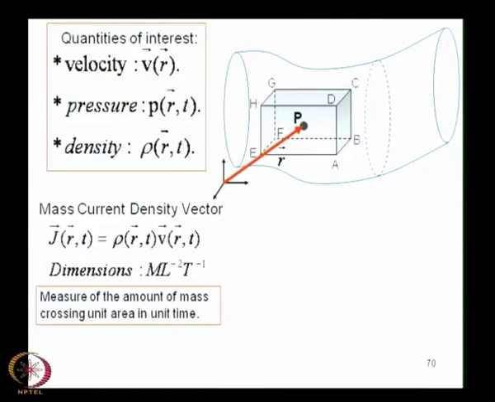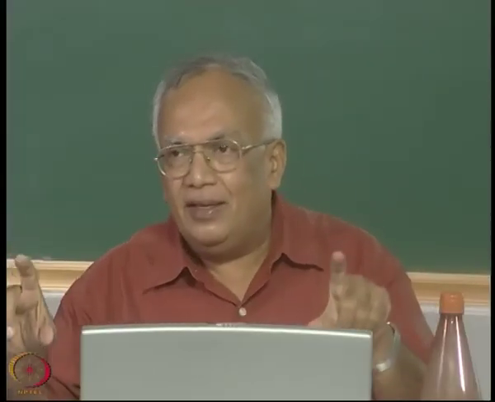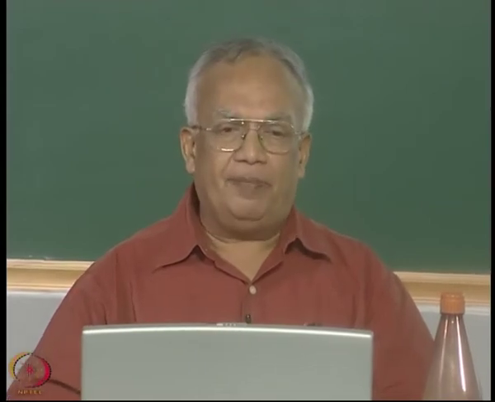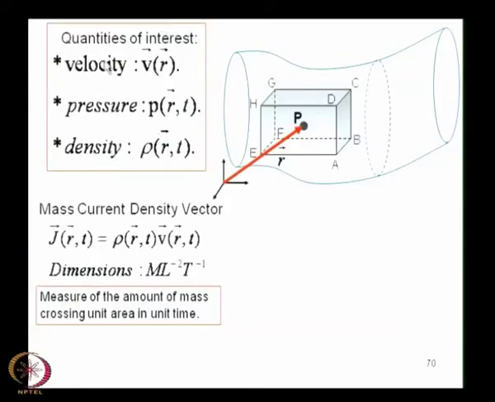So, now let us look at a point P, which is situated in the field through which a fluid is passing. This is the point P, and the quantities of our interest are what is the velocity of the fluid at that point, what is the pressure of the fluid at that point, and what is the density of fluid at that point. The velocity can also be a function of time, so I will introduce that over here.